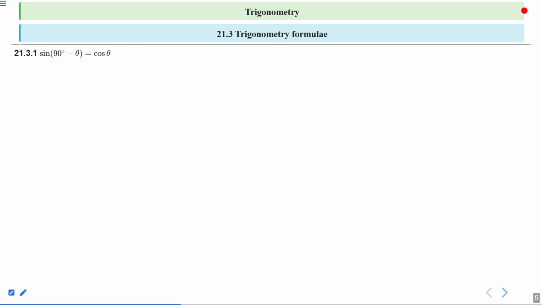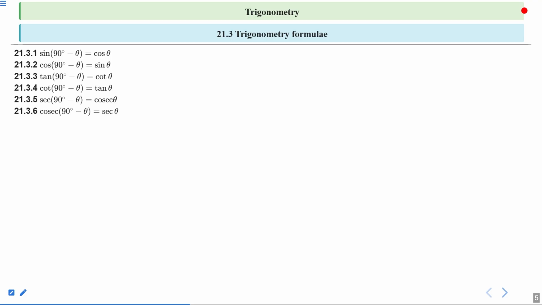Next, the trigonometric formulas. Sin 90 minus theta, we know, becomes cos theta because it is in the first quadrant. In the same way, cos 90 minus theta is sin theta. Tan 90 minus theta is cot theta. Cot 90 minus theta is tan theta. Sec 90 minus theta is cosec theta. Cosec 90 minus theta is sec theta.